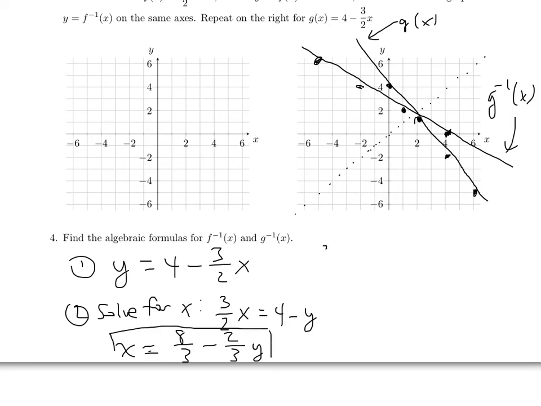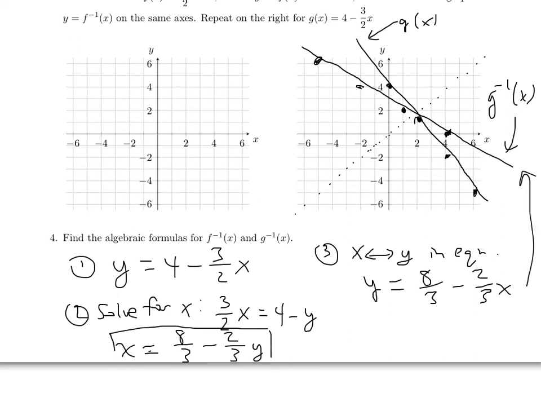And then step 3, and this is where the inverse actually happens, is switch x and y in this equation. So what I mean by that is literally change the x to a y and the y to an x. So that equation that I just wrote down that I put a box around, if I switch x and y, looks like this. And that's the equation of the g inverse line. And so if I want to write that in function notation, which is how it's asked, I would just rewrite that as g inverse of x equals 8/3 minus 2/3 x. That's my inverse.